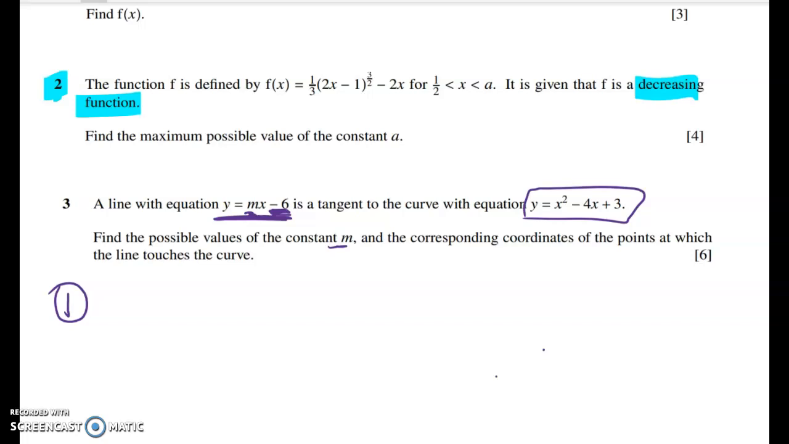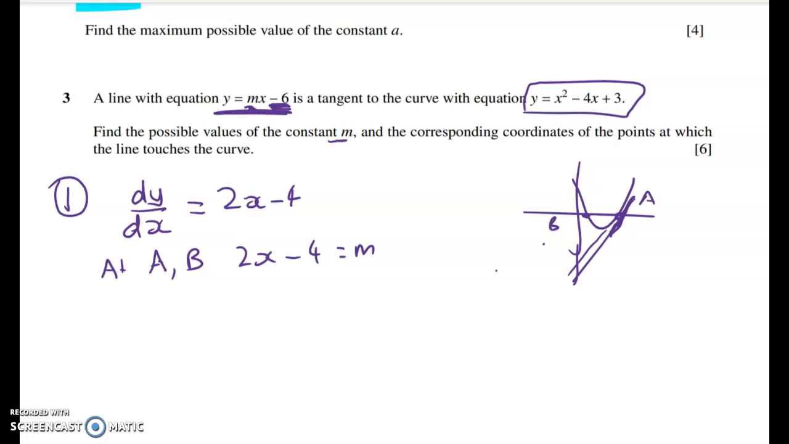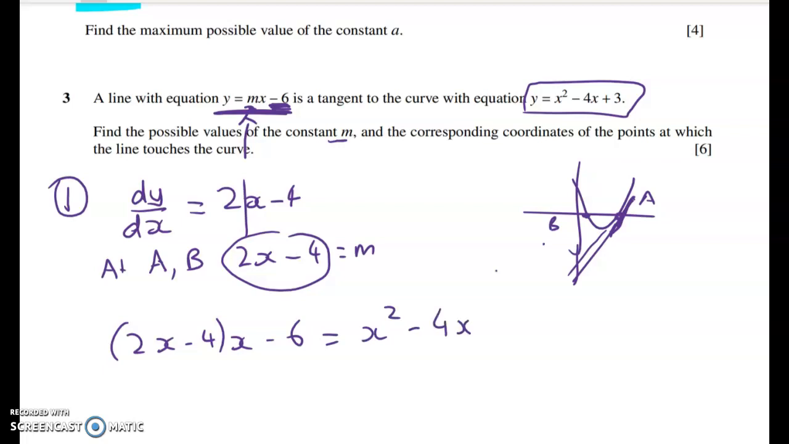Right, so we know that dy by dx for the function is equal to 2x minus 4. So here's my badly drawn graph. So we'll call these points A and B. So at A and B, we know that the slope of the curve is equal to m. We know that 2x minus 4 is the same as m for that tangent line there. And that means that we can substitute this into here and then equate the y values. So 2x minus 4 times x minus 6 will be equal to x squared minus 4x plus 3.